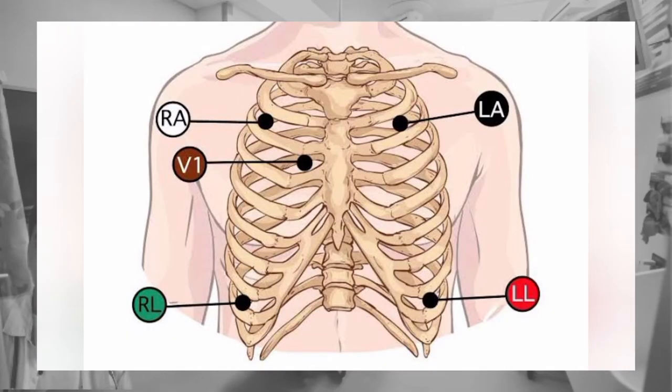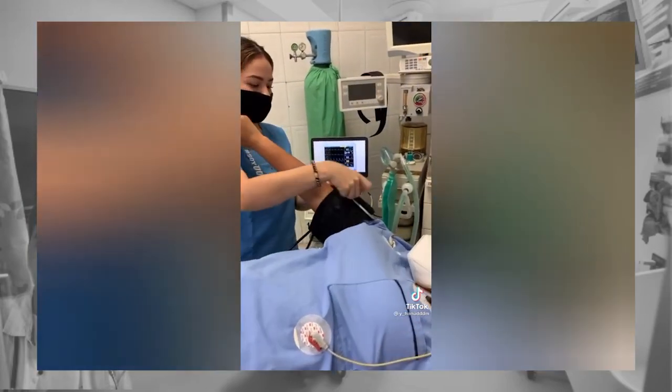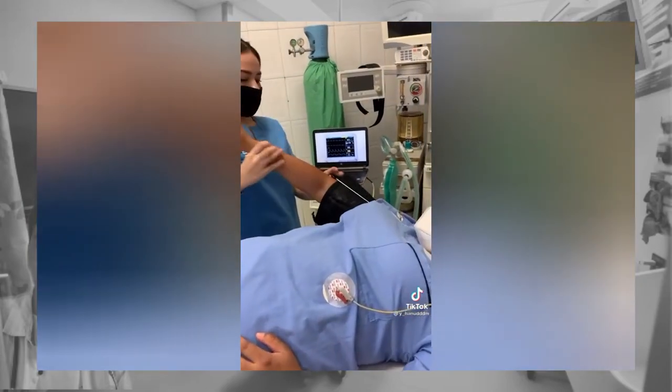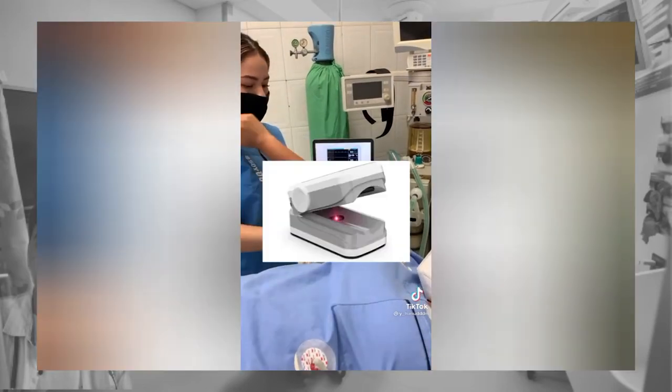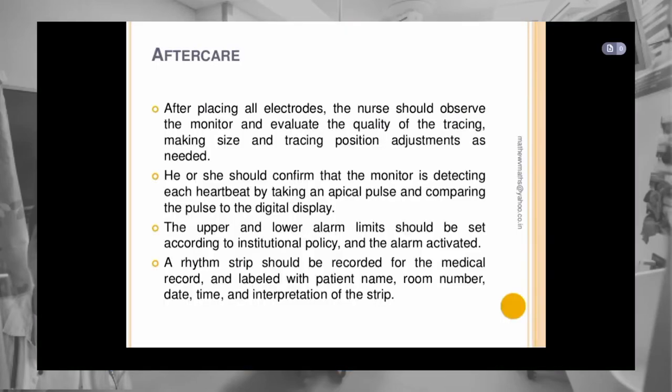If non-invasive blood pressure is being measured, a blood pressure cuff will be placed around the patient's arm or leg. And lastly, the arterial blood saturation probe will be placed on the finger, toe, ear or nasal septum of the patient. Next is the aftercare and the following nursing responsibilities that we need to take note of.